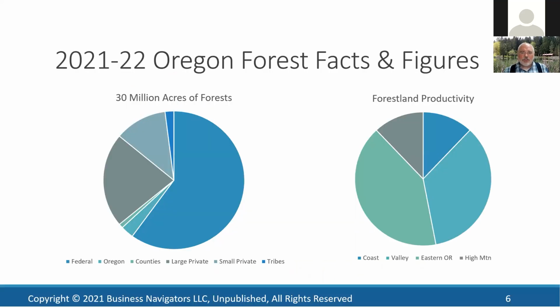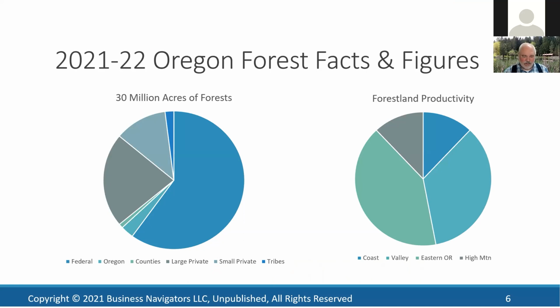I've got two charts here on the left. So there's 30 million acres of forest. The question is, who owns it? If we start at the top and move around to the right, that big area there, that's the federal government. So the federal government owns about 60% of all the forest land in Oregon.